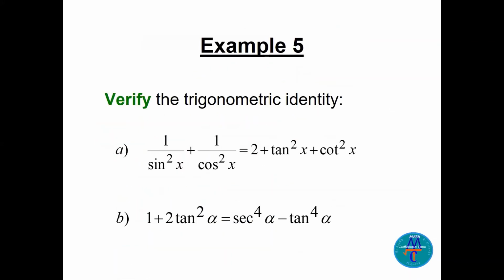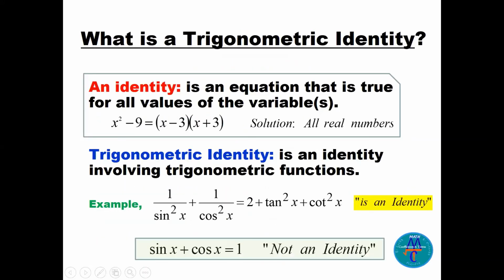Let's see here, verify. You have to be careful here. 1 over sine squared of x plus 1 over cosine squared of x. I think that's the one here. See this one we have to show? That's the example there.